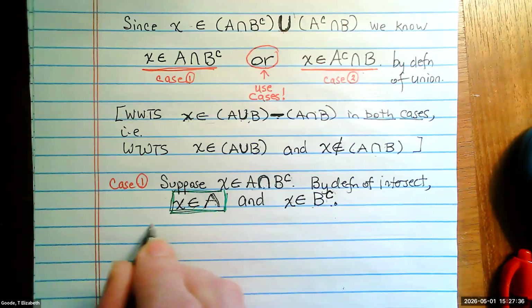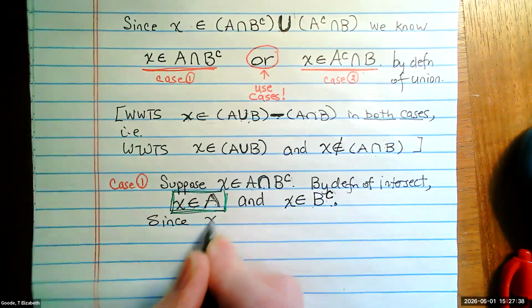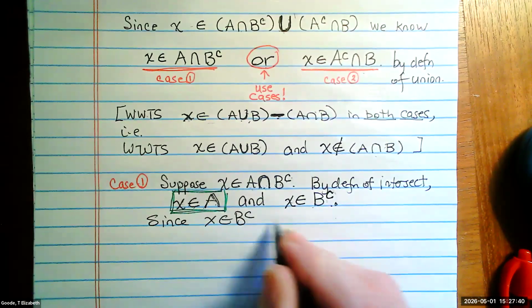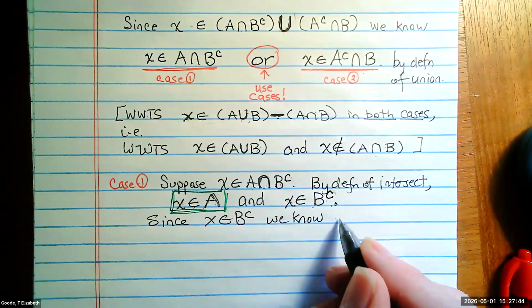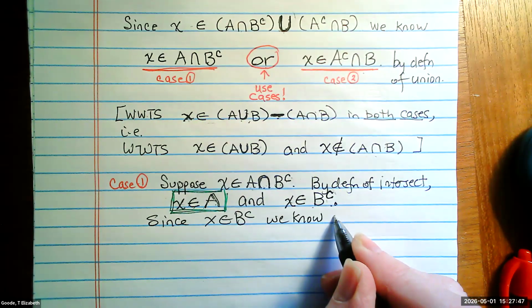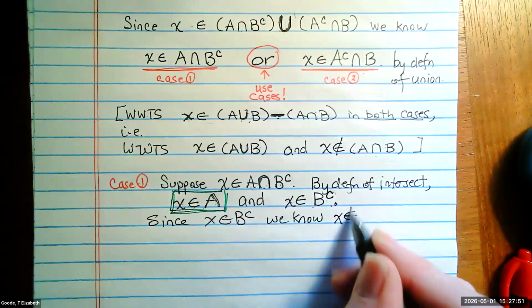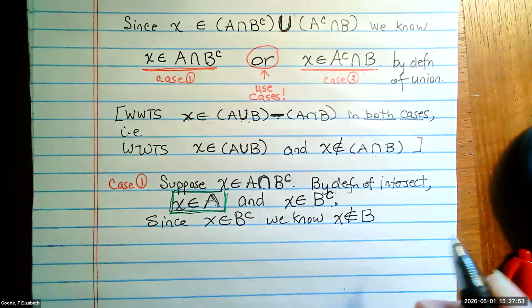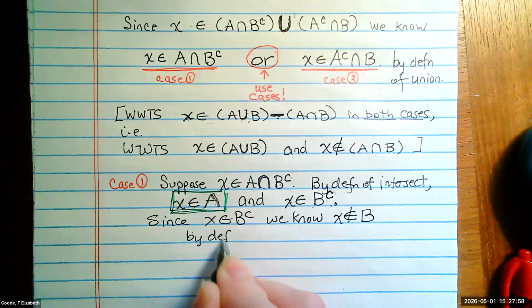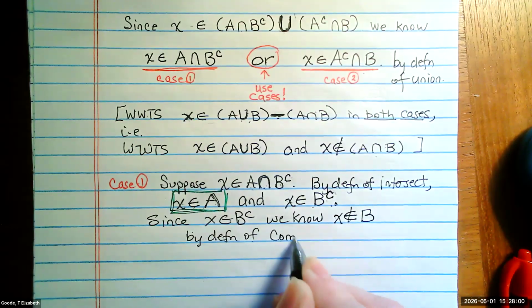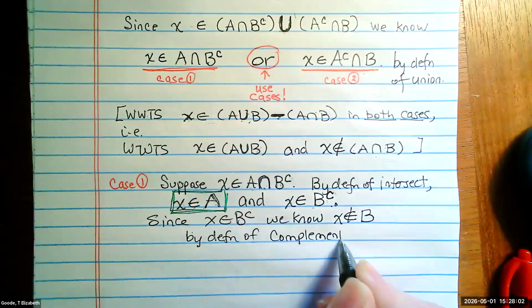It's called the complement. Yes. So let's break down what it means. Since X is an element of B complement, what do we know? What does that tell us about X? It tells us that X is not in B, by definition of complement. And that's complement with two E's.